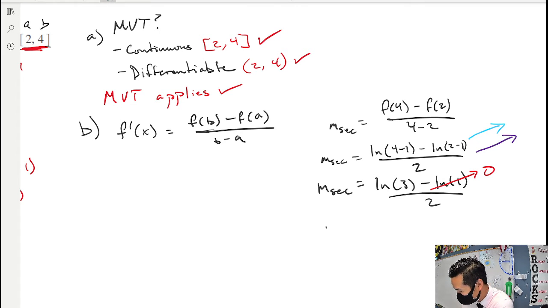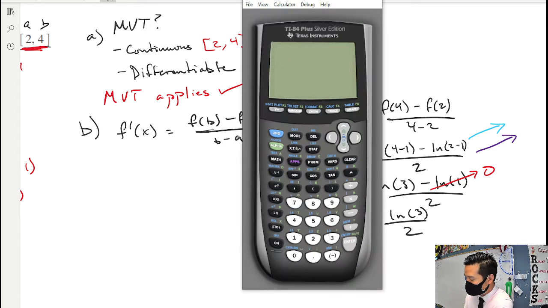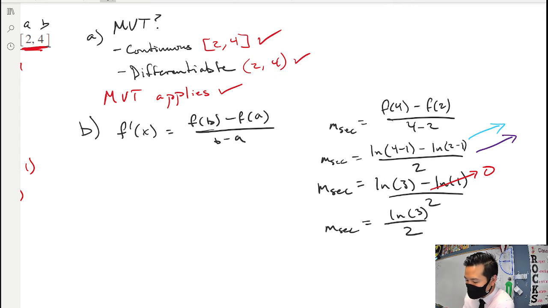So the slope of the secant line needs to equal ln of 3 over 2, which is a really not nice number. I'm going to just leave it as ln of 3 over 2, but if you really wanted to, you could type it in as ln of 3 divided by 2. It's going to give you this decimal right here, 0.5493, blah, blah, blah. All right, that's the first part, slope of the secant line.